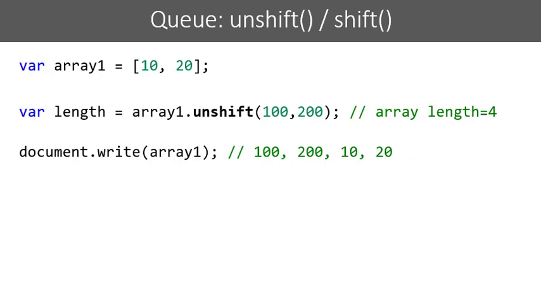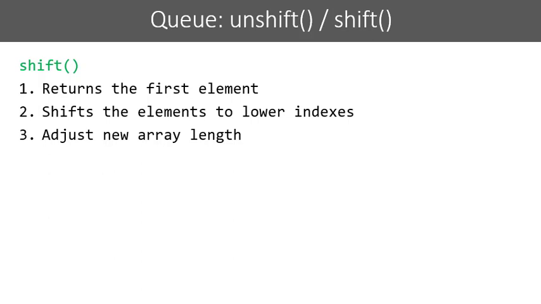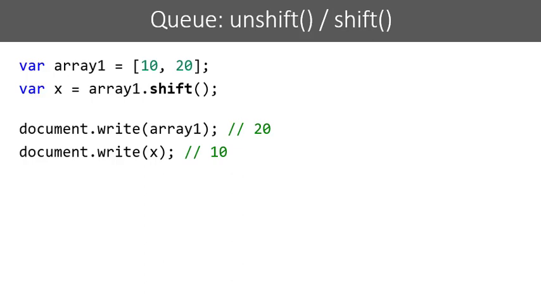The shift operation returns the first element of the array, then shifts the elements to lower indexes, and then adjusts the new array length by removing the last element from the array. Here in this example, the shift method is used to retrieve and remove the first element from the array.